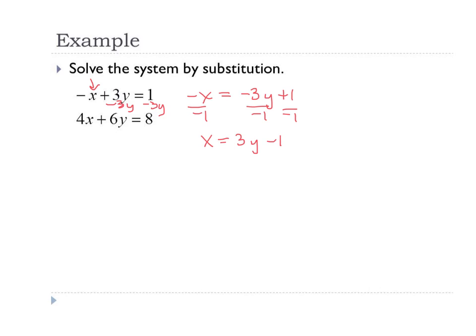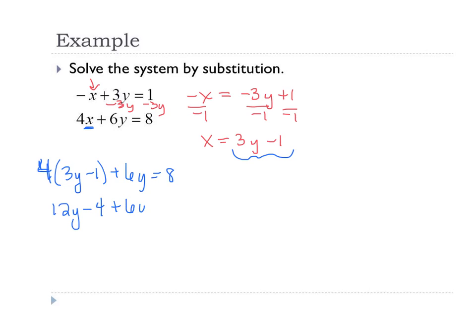So that is step 1. Step 2 is substitute that expression into the other equation. So we're going to have 4 times 3y minus 1 plus 6y equals 8. So then we're just going to solve for y, because now that's all we have is just y. So 12y minus 4 plus 6y equals 8. That's 18y minus 4 equals 8.